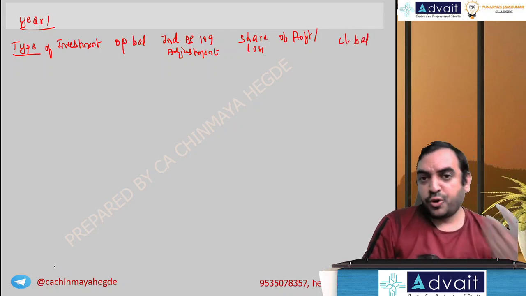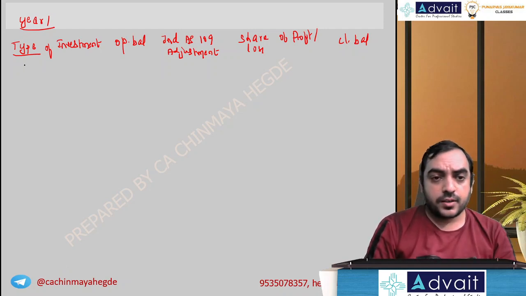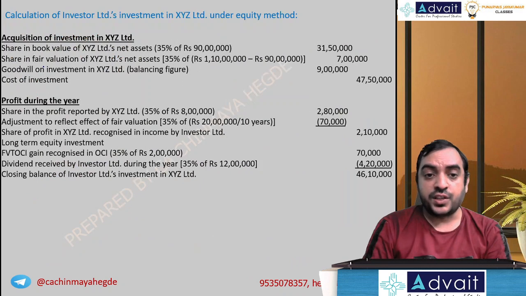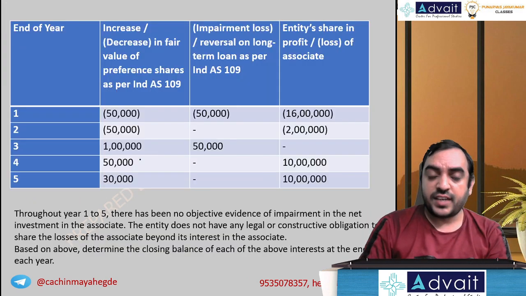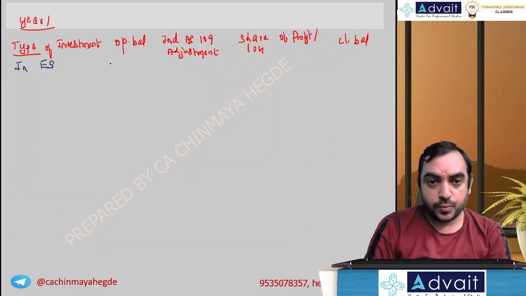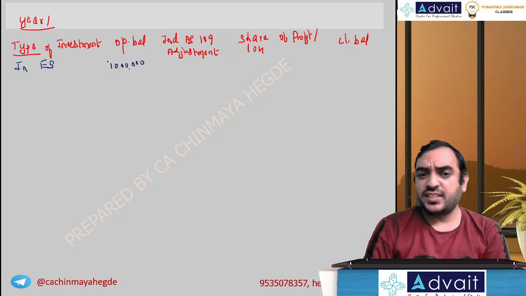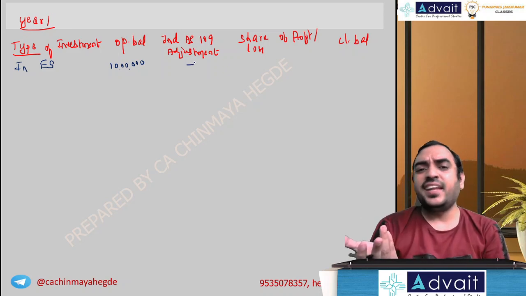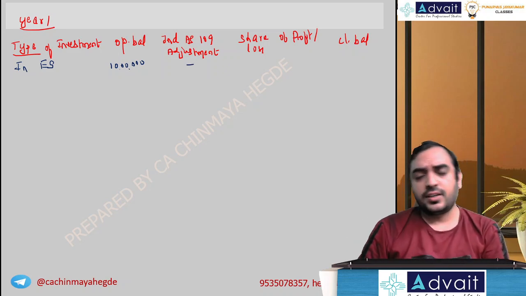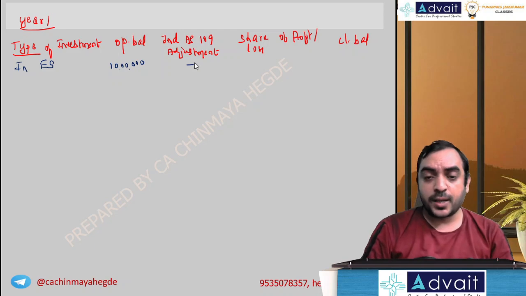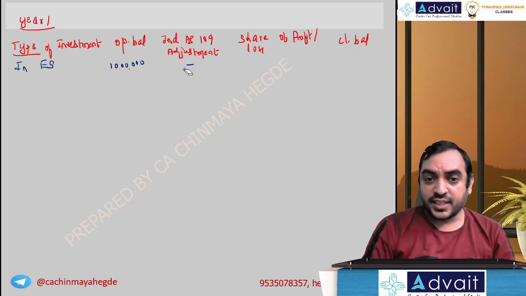Okay, same format I'm going to apply. So type of investment for the first year, in equity shares. I'll use short forms. What is the opening balance of equity shares? Equity shares we have 10 lakh. Opening balance 10 lakh. Ind AS 109, any adjustment is there? No. For equity shares we don't apply any Ind AS 109 because we follow the equity method. So nothing will come here. You can say not applicable.